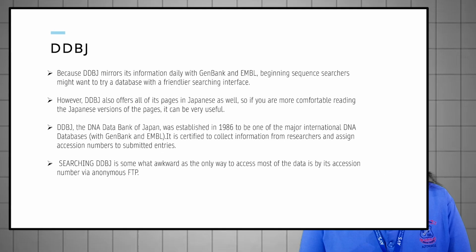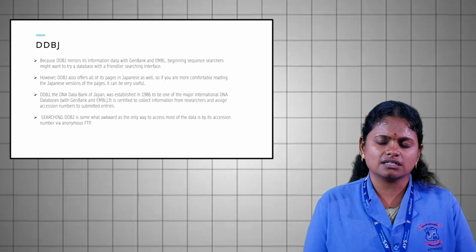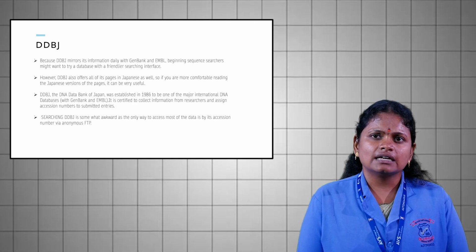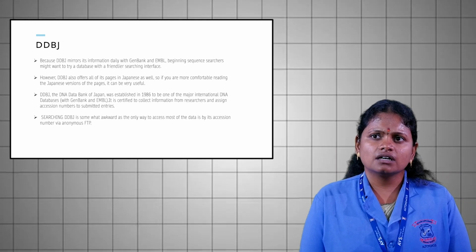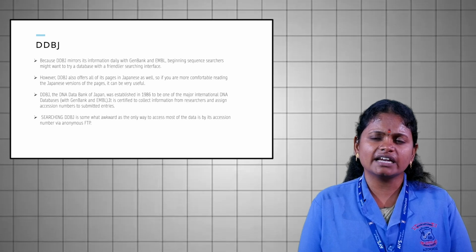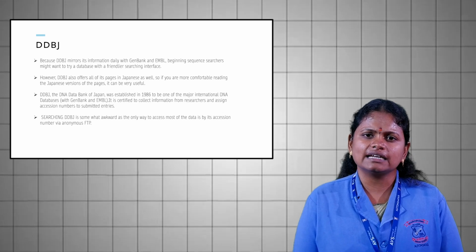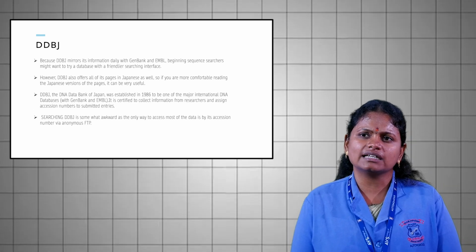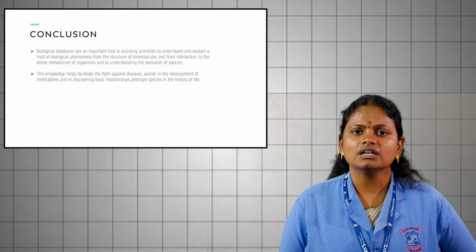Next, DDBJ. DDBJ, GenBank and EMBL are beginning tools for researchers who want databases and a searching interface. The DDBJ offers all its pages in Japanese as well, so if you are more comfortable reading the Japanese version, it is very useful. DDBJ is the DNA Data Bank, overall collected from the DNA source. GenBank and EMBL both collect the DNA sequence and arrangements. Next, overall collected from the biological tool.